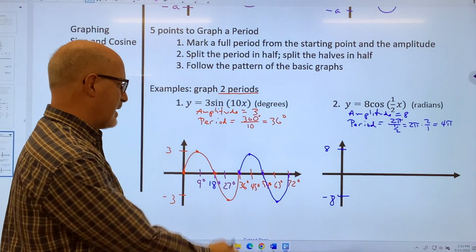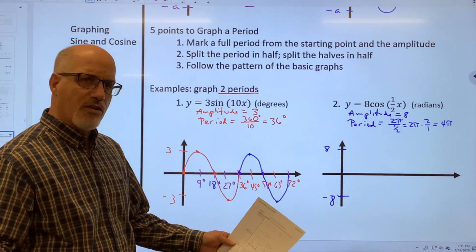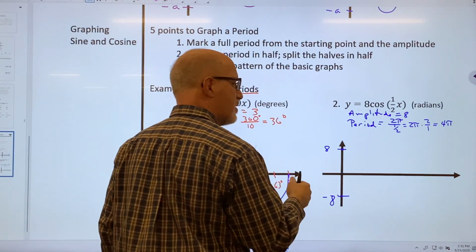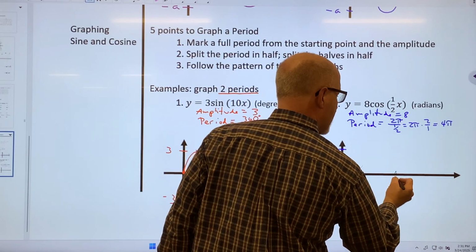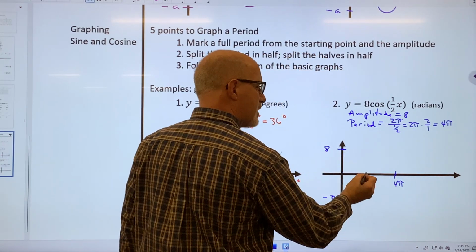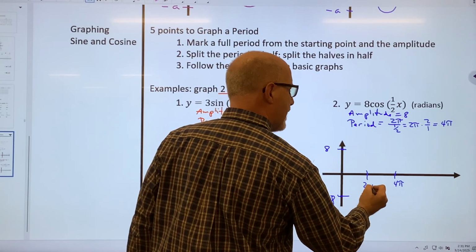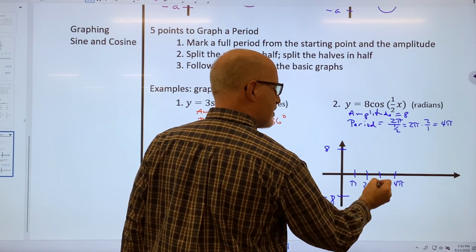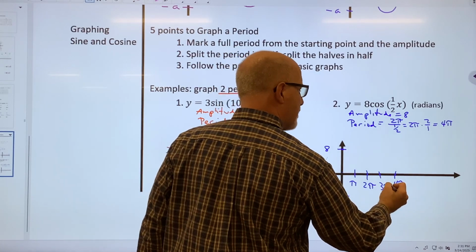So I'm going to go ahead and, even though 4 pi is much larger than 36 degrees when you compare radians to degrees, I'm going to put it right here in the middle because I've got to get 2 periods in. So 4 pi here. I'm going to split that in half. I get 2 pi. Split each of those in half. This will be pi. Now it looks like I'm going by pi, so this will be 3 pi.